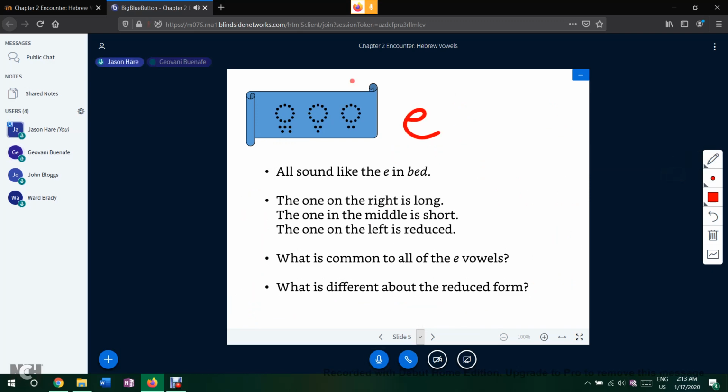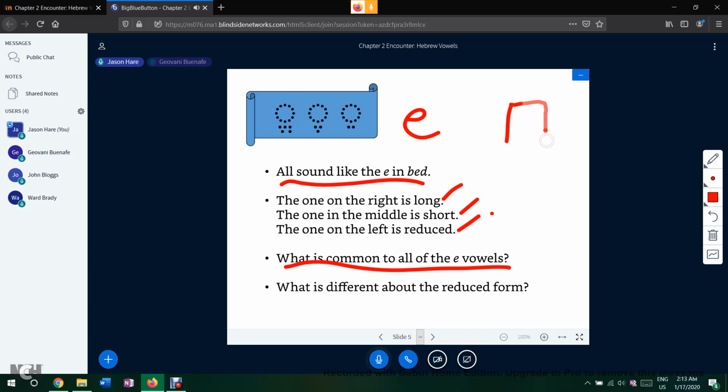So this is called seré, it's E. Segol is E, and Khataf Segol is E. So again, just like before, they all sound like E, like bed. The one on the right is long, the middle is short, the left is reduced. So what's common to all of them?